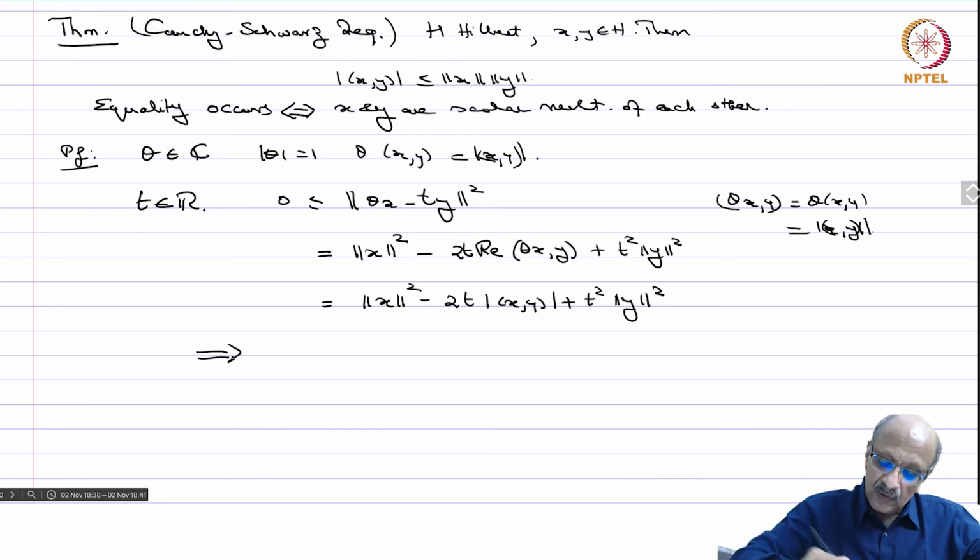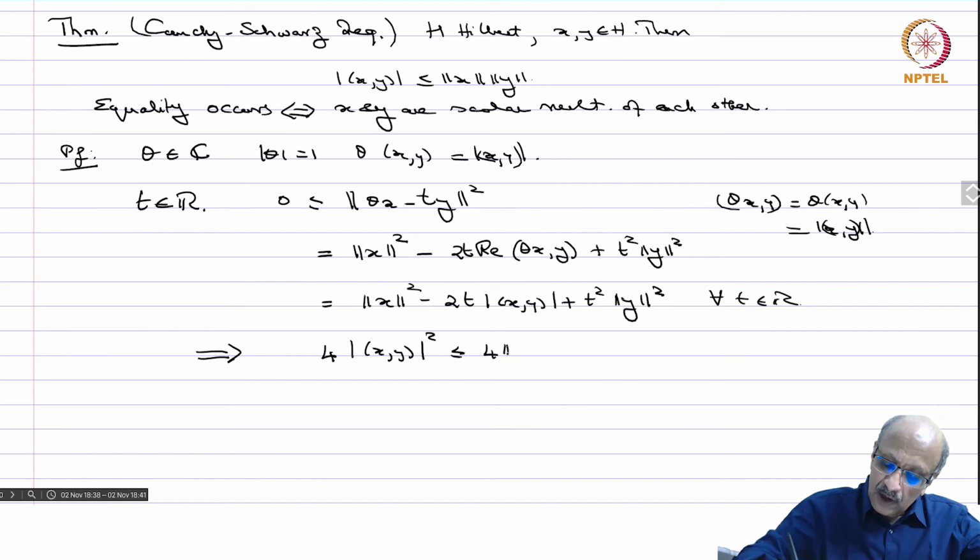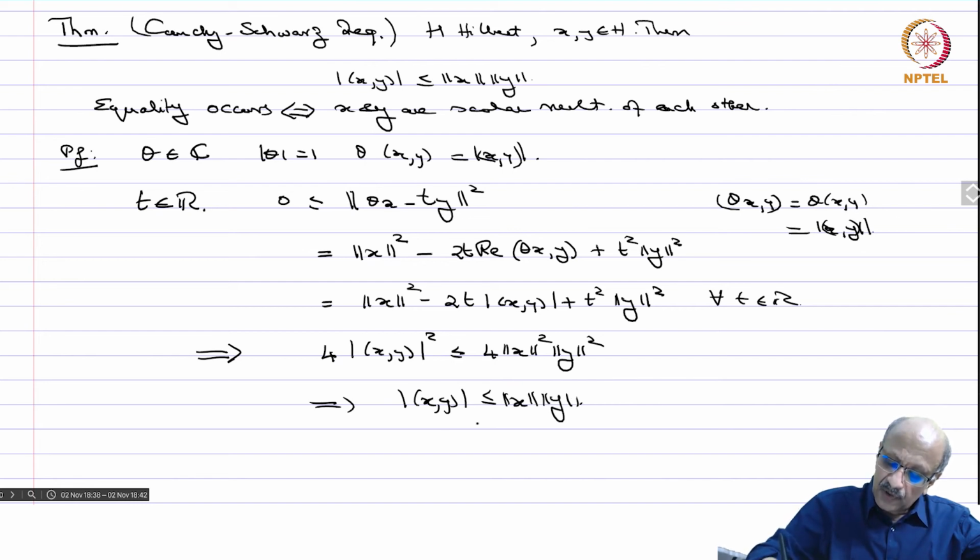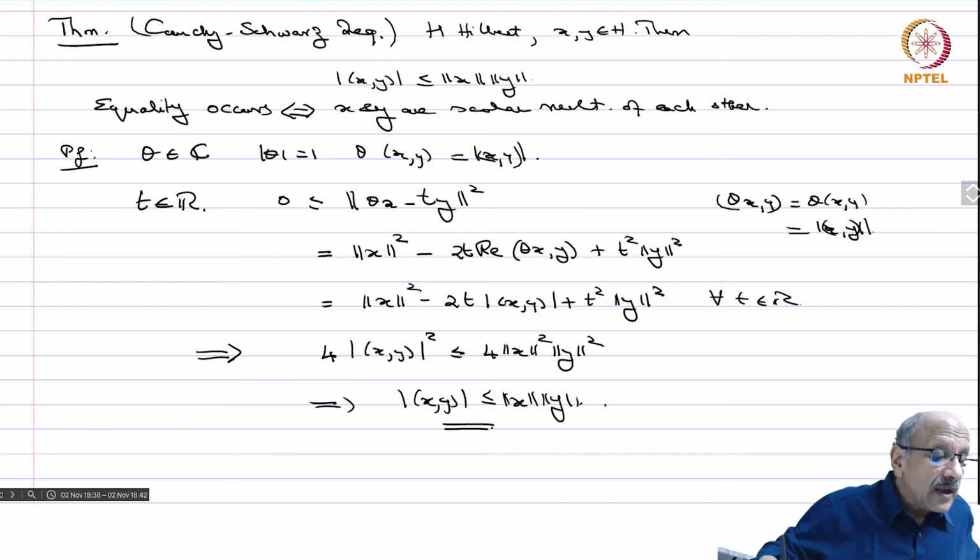So this is true for all t in R, and therefore you have that the roots of this quadratic should be imaginary. So b square must be less than equal to 4ac. That means 4 times mod xy square is less than equal to 4 times norm x square times norm y square, and that implies that mod xy is less than equal to norm x norm y. So that proves the Cauchy-Schwarz inequality, which is a fundamental inequality, as I said.